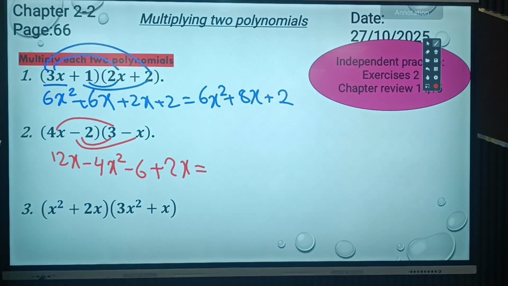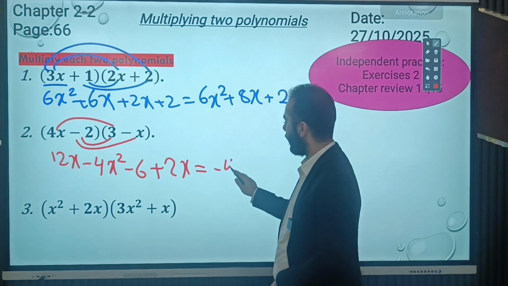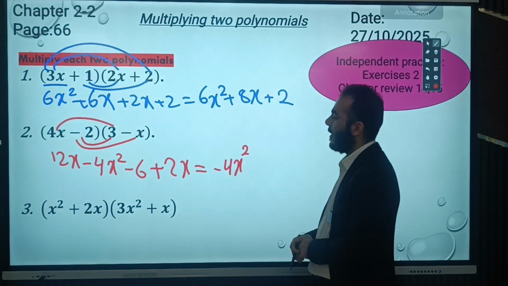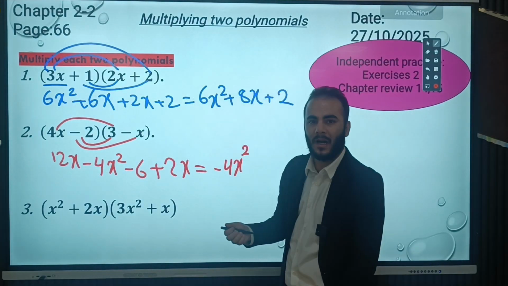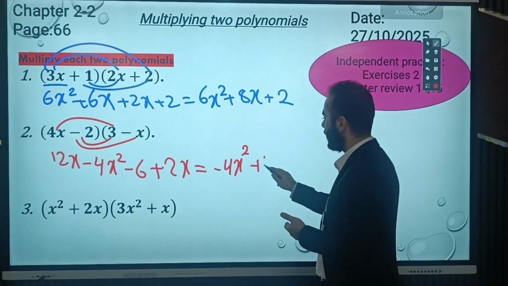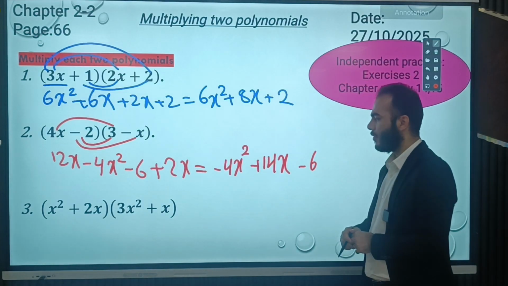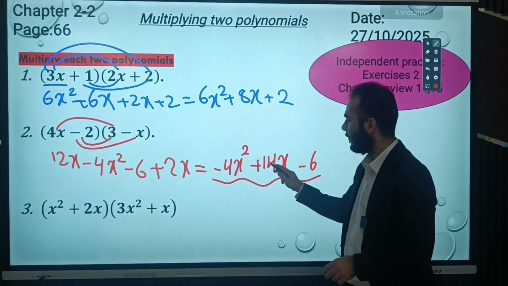So, let's arrange the terms from the highest exponent to the lowest one. So, we can say negative 4x squared because it has the highest exponent. And then we have 12x and positive 2x. So together, we are going to add them and they will make 14x. And then we have negative 6, which is minus 6. So this is the result of that multiplication.